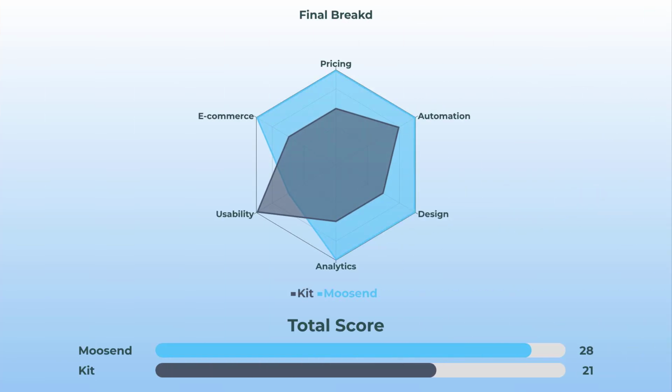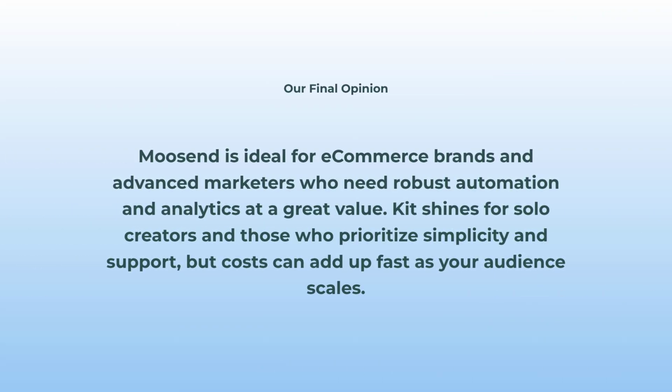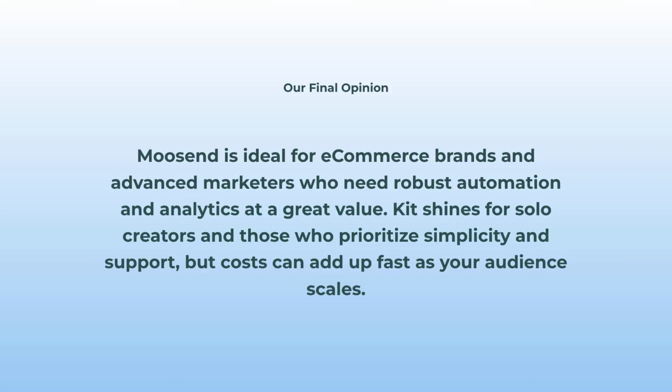So, visually, if you looked at their side-by-side scores, Moosend just keeps edging out Kit in most of these categories, especially for advanced automation, analytics, and e-commerce power. Kit does punch above its weight for usability, though. Honestly, here's the bottom line. If you're running an e-commerce brand or you're an advanced marketer, Moosend just packs in way more bang for your buck, especially when you need robust automation and analytics.